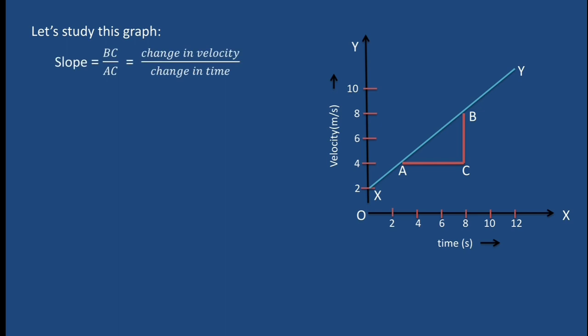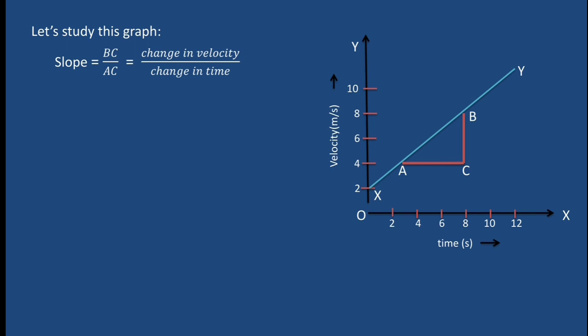But actually BC represents how much the object's velocity is changed in going from point A to B, and AC represents the time taken for that change in velocity. So we can write BC upon AC is equal to change in velocity upon change in time. Now students, you know that change in velocity upon time is known as acceleration. So we can say that slope of a velocity time graph gives us acceleration.